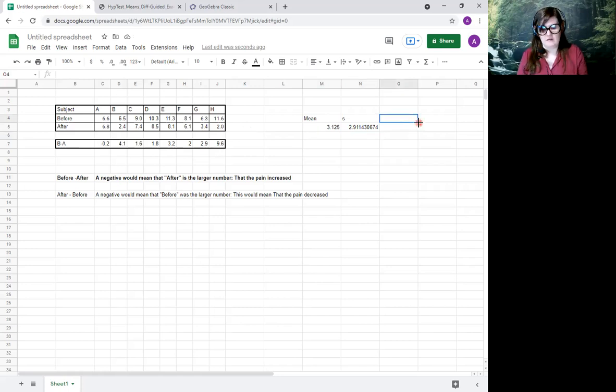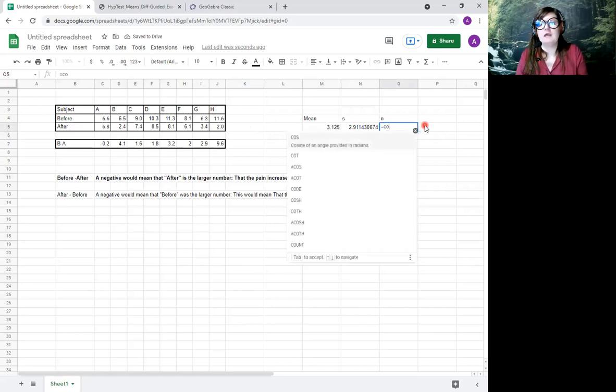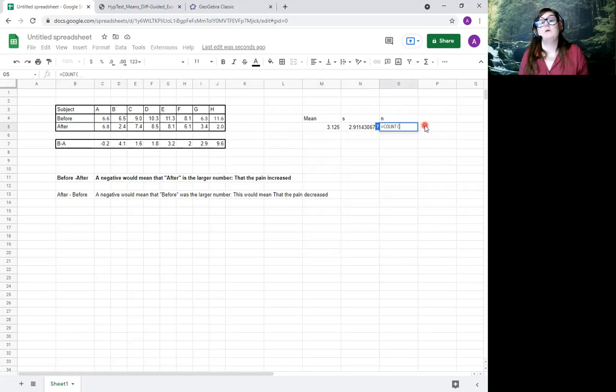And then we need the sample size. So we need our n. And if you have a larger set and you don't want to count it, you can hit count. C-O, count. And you can drag across to count. Make sure you don't include the B minus A label in any of this or you'll be sad.